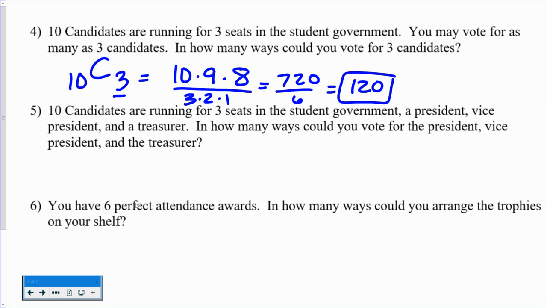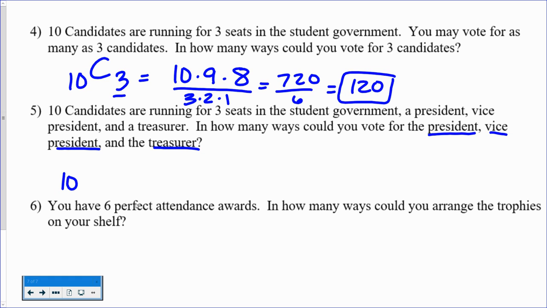Now I set up example 5 to be really similar to example 4. 10 candidates are running for 3 seats in the student government. We have a president, a vice president, and a treasurer. In how many ways could you vote for the president, vice president, and treasurer? So you have 10 candidates. You are still voting for 3 people, but now they have a specific position or place, right? Before we just voted in 3 people, those 3 people are going to serve on the student government.